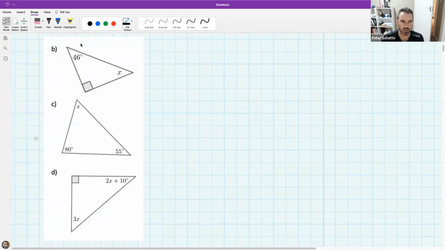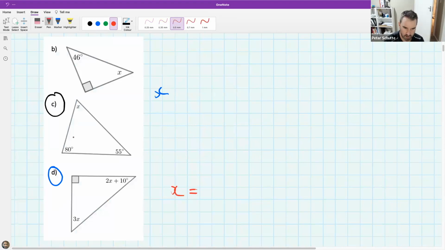I want you to solve for X in triangle C and triangle D. So what is the value of X in each of these two triangles? I give you some information. You have to find me the missing angle. Off we go. And if somebody's feeling like they got the answer, they can pop it in the chat, or they can raise their hand to share their wisdom with us.